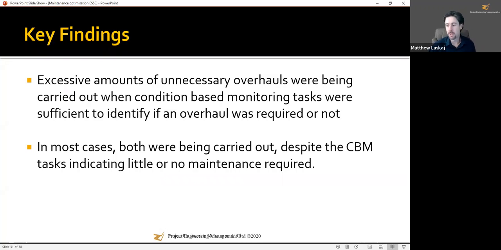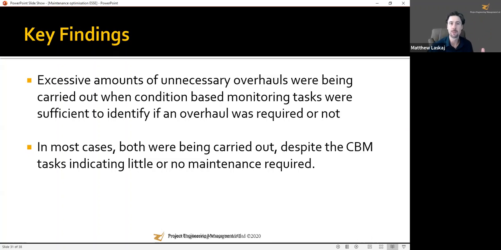After this study was done on this subsea system, what did they find? They found that they were doing a huge amount of unnecessary overhauls. Okay, so what happens in maintenance? When you want to make sure things are going to be reliable, we want to be a bit more comfortable in the fact that something's not going to fail under the water or up in the sky.